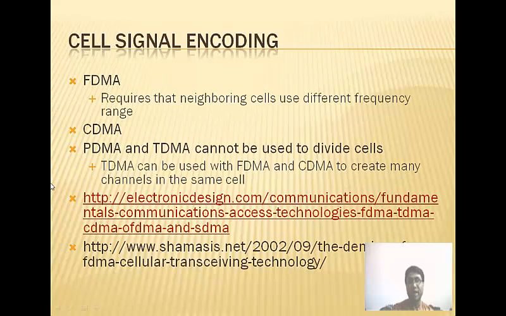And time division multiple access is actually used in conjunction with FDMA or CDMA. TDMA cannot be used alone for neighboring cells, or cannot create the cell concept. Actually, what happens is that in FDMA or CDMA, TDMA is used within the CDMA channel or the FDMA channel, to create further channels on it.